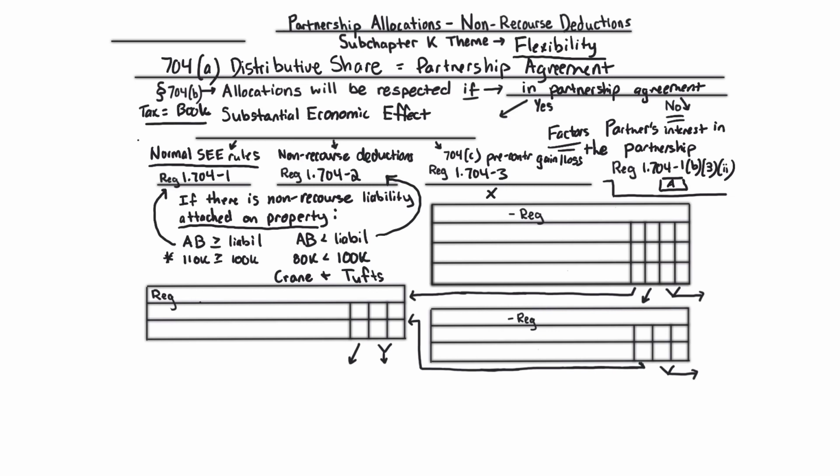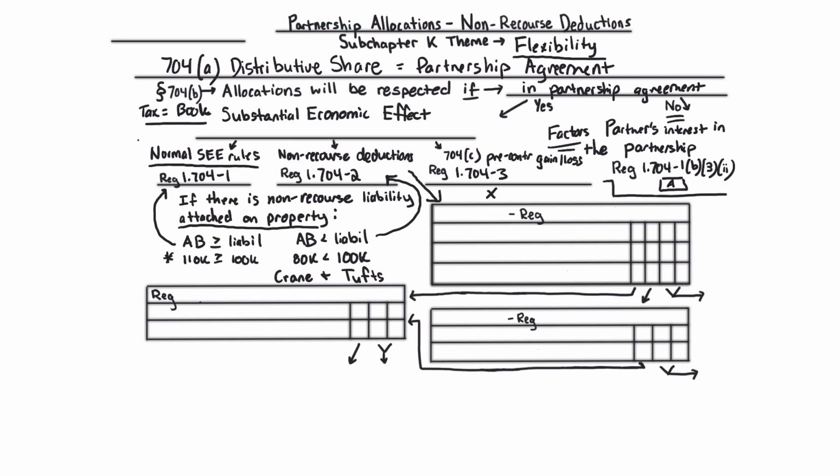When the adjusted basis goes below the liability, then we have to talk about non-recourse deductions and the special rules. As I mentioned, it's possible for any area of the allocation rules to fall to the partner's interest in the partnership, Reg 1.704-1(b)(3)(ii), the factors test. We do not want that. We want to avoid that. We want a safe harbor. Well, there is a safe harbor when it comes to the non-recourse deductions.